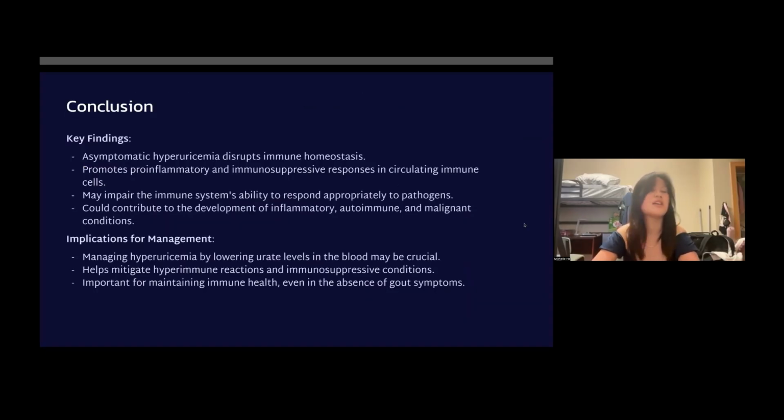In conclusion, we found that asymptomatic hyperuricemia can disrupt immune homeostasis and promote proinflammatory and immunosuppressive responses in circulating immune cells. It can also impair the immune cells' ability to respond to pathogens, and this can lead to developing inflammatory, autoimmune, and malignant conditions. So this implies that managing hyperuricemia by lowering the urate levels in the blood can be really crucial. This can help mitigate hyperimmune reactions and immunosuppressive conditions.